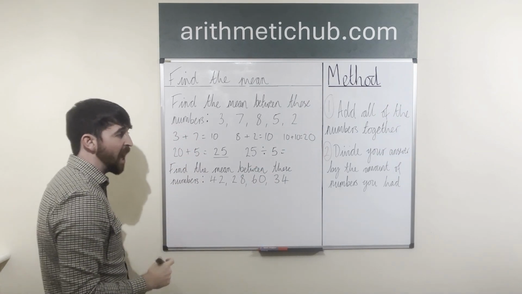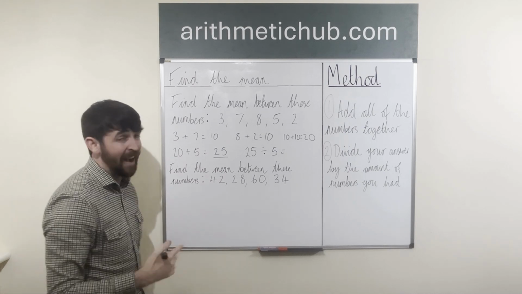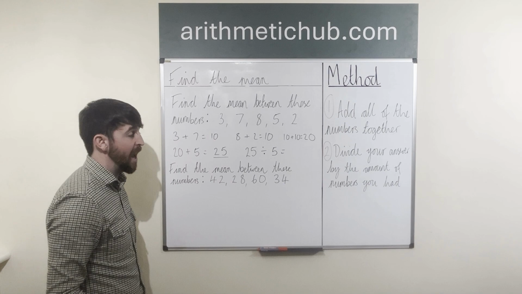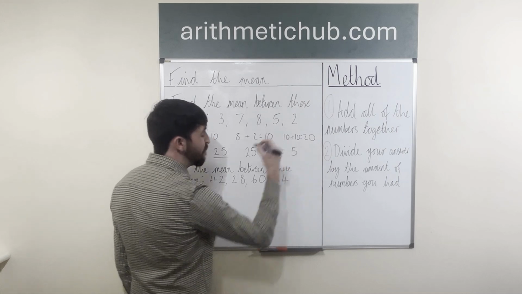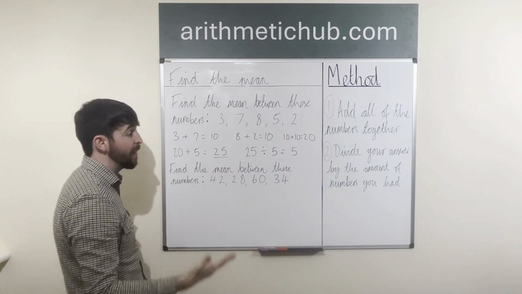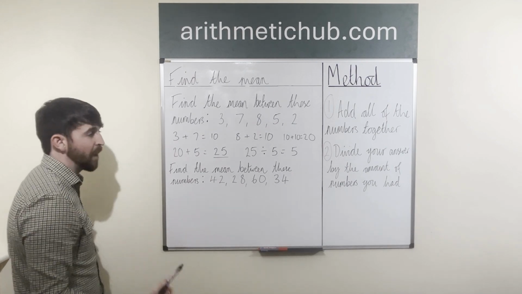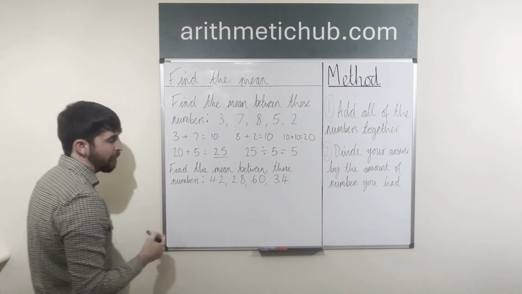25 divided by 5, I could set up in a short division method if I really needed to. I don't need to set that up in a short division method. I know 25 divided by 5 is going to give me 5. If I really need to, what I can do is I can go 5, 10, 15, 20, 25. Okay, 25 divided by 5 is going to give me 5. So the mean of these numbers would be 5.